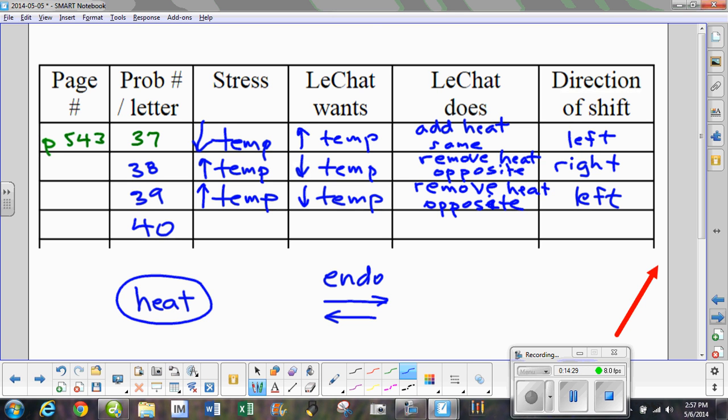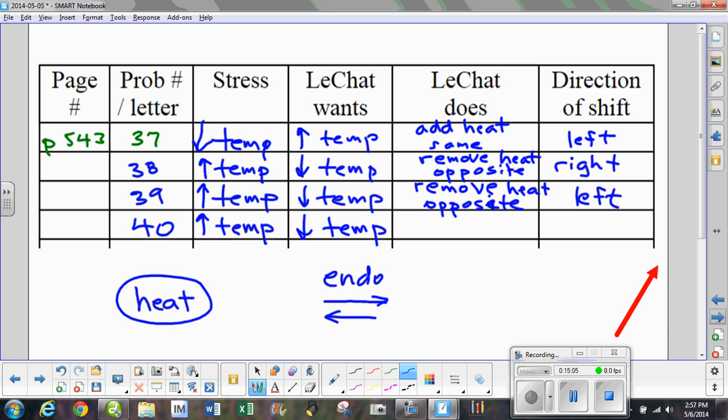what's the stress going to be? Increasing temperature. Okay? And if the stress is a temperature increase, what does Le Chatelier want to do? You bet he does. Okay, temp down. And now, what does he do to get the temp down? Does he want to remove heat or add heat? He wants to remove heat, and that's going to make the temperature go down.